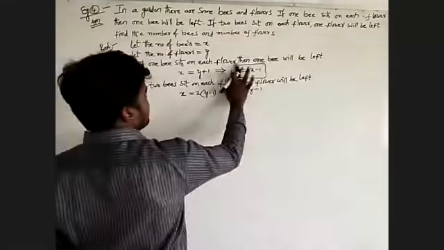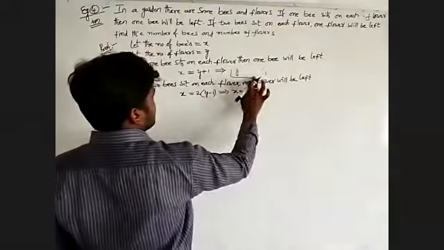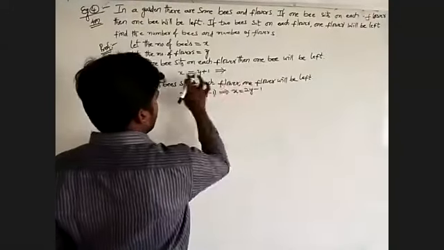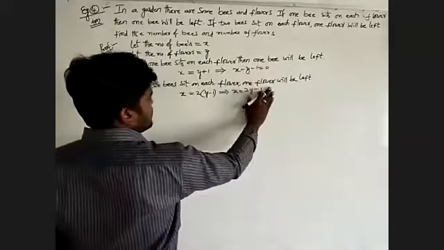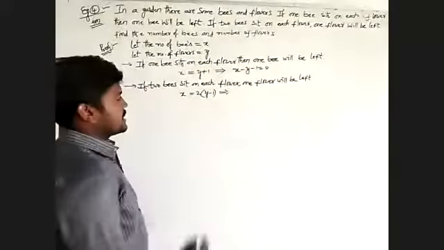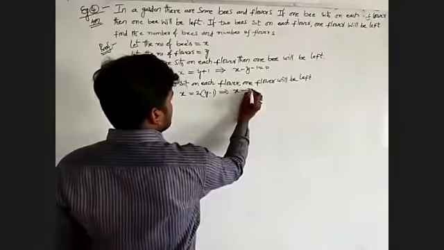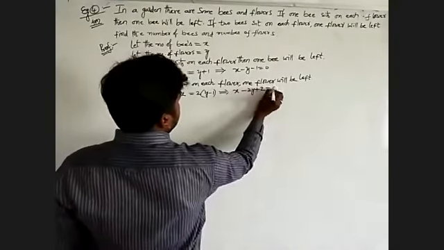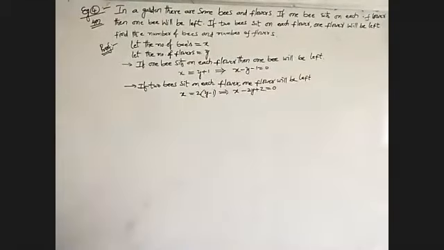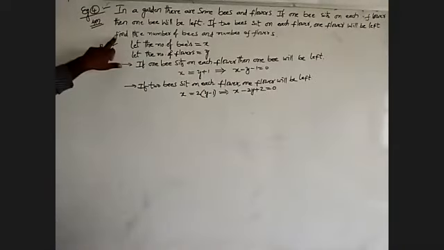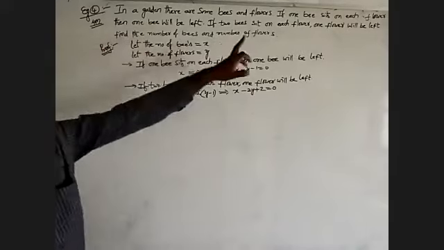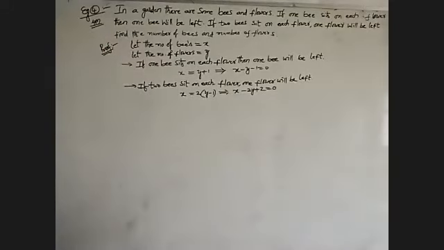We have to write the equations. Linear equations in two variables: x minus y minus 1 becomes 0, as well as x minus 2y plus 2 becomes 0. These are the two equations. Finally we have to find the number of bees and the number of flowers using the graphical method.